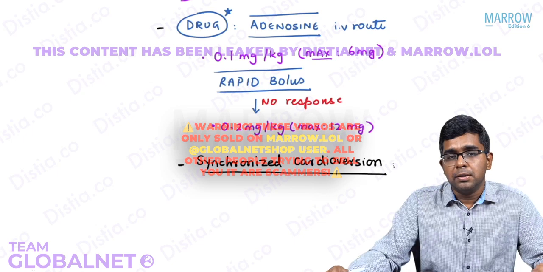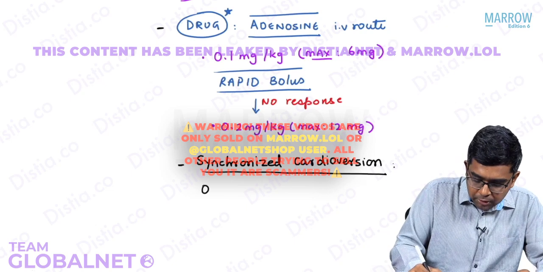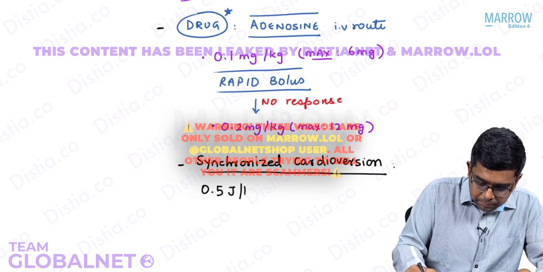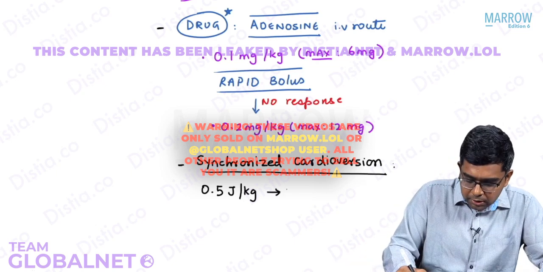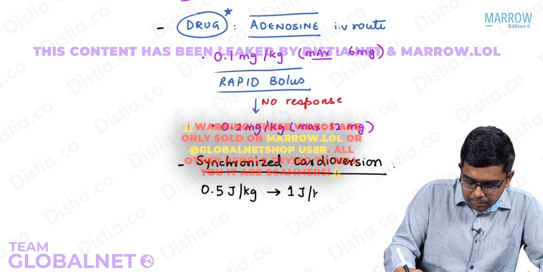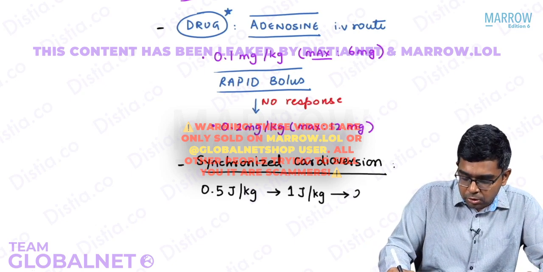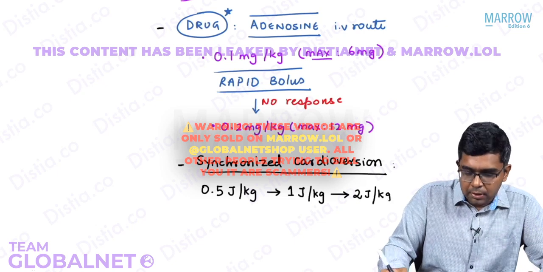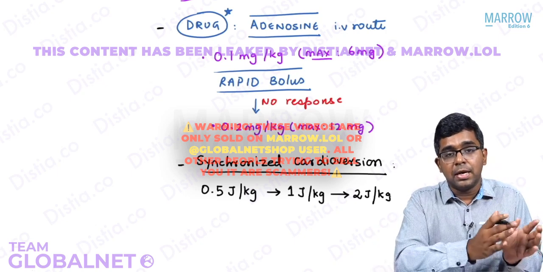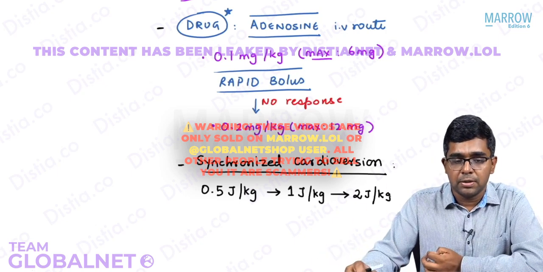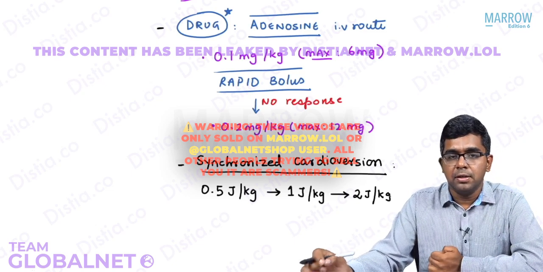Now remember, the strength of the shock which you are going to administer starts from 0.5 joules per kilogram. That is the first shock you can give. If there is no response, you increase to 1 joule per kilogram. And if there is no response to that also, you increase to a maximum of 2 joules per kilogram. Very, very important is that you have to start with a low joule and then move on to a progressively higher dose. This is the treatment outline for paroxysmal supraventricular tachycardia.